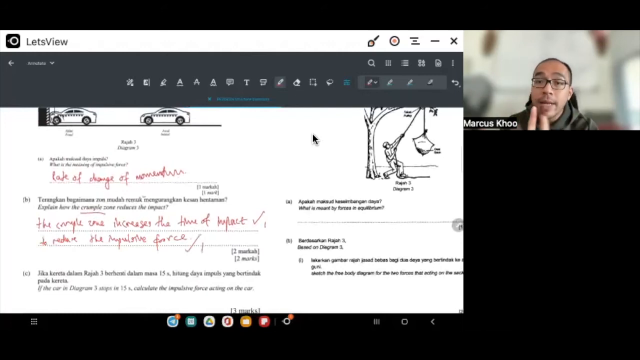This always comes as a set. Increase the time of impact, reduce impulsive force, or the other way around. And we find out that usually impulsive force questions, they will always tend to ask these 2 mark explanation questions to elicit this answer from you.